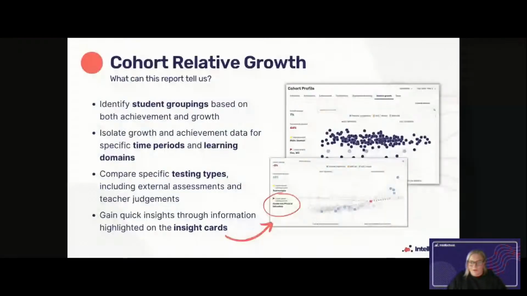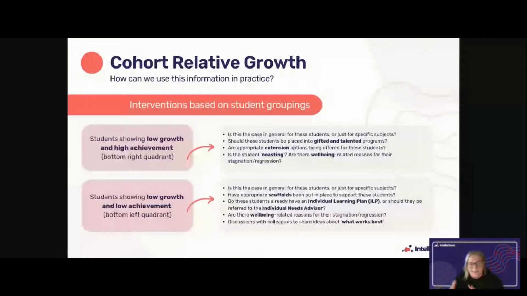Let's talk some practical strategies. My strategies focus more on what you could do as a team, so what you can do as a teaching team as opposed to what you can do in the classroom. And as I mentioned before, this time around, I want to focus on students that are south of that x-axis, so those who are showing either no growth or regression.